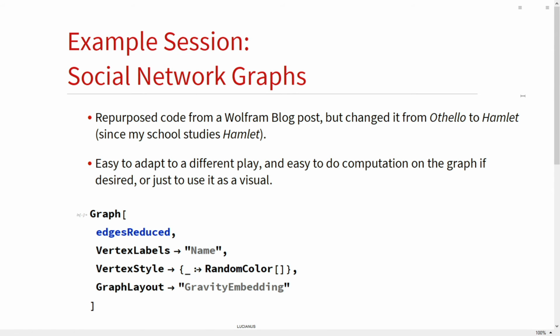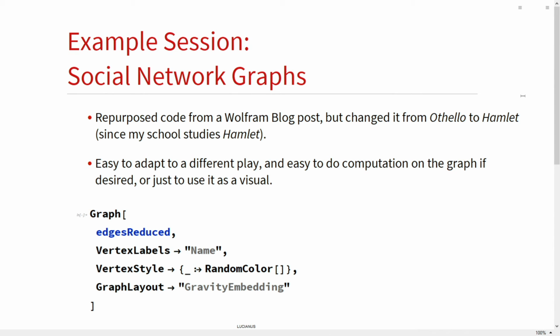So here's getting into more of the actual nitty-gritty type analysis examples. Social network graphs. I took a Wolfram blog post about analyzing Shakespeare's texts, and I changed the subject of that. I just took the code and changed it from Othello to Hamlet, because that's what my school studies.